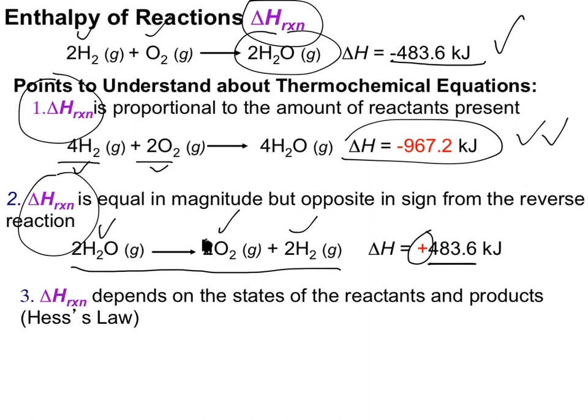So the last thing you guys need to understand about thermochemical equations is that they depend on the states of the reactants and products. I've been telling you that you need to indicate aqueous, solid, liquid, gas, all of those states in your balanced chemical equations. And that's going to be an important feature when we move on to our next section, which is going to have us look at Hess's law and how we can use that to calculate our enthalpies of reactions in a very simple and straightforward way.